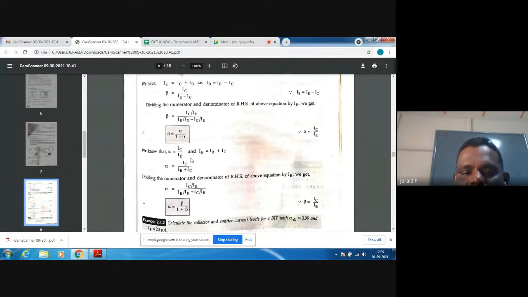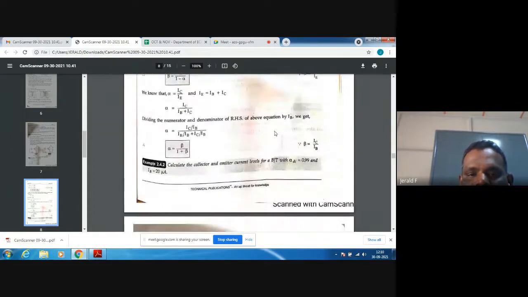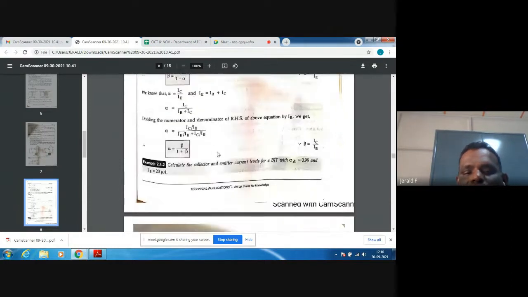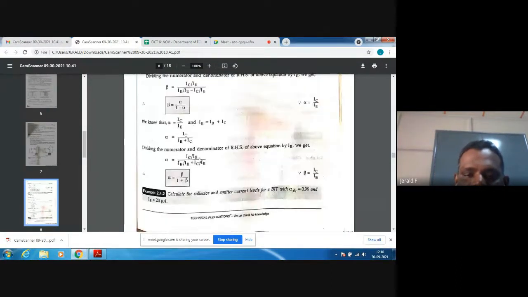Already you know the formula, alpha is equal to IC divided by IE. Substitute the value of IE as IB plus IC, and in the denominator put IB. So finally it can be calculated from the alpha value. Going for beta as well as alpha, alpha is equal to IC divided by IB over IB, finally giving beta divided by 1 plus beta.